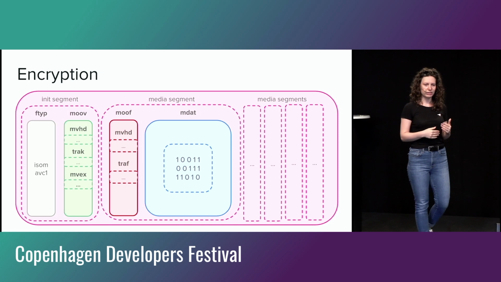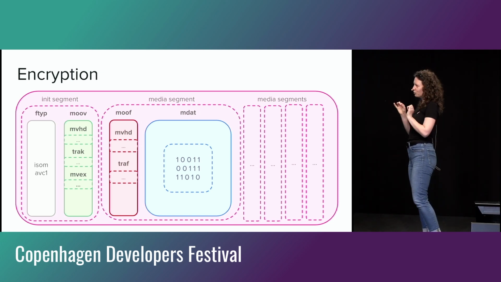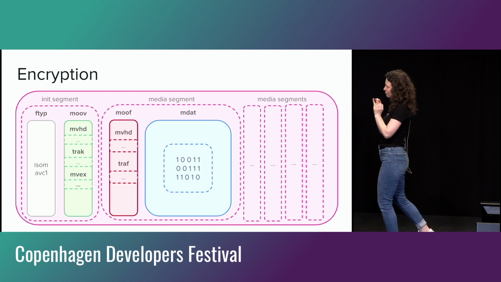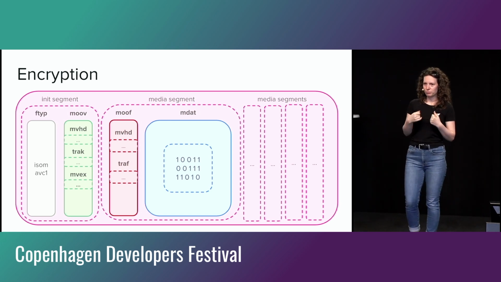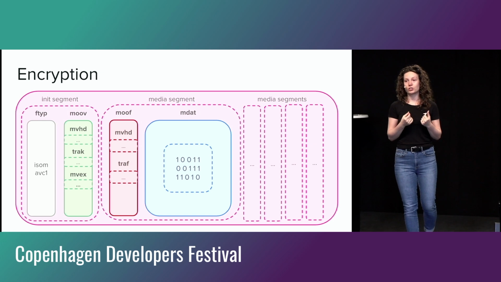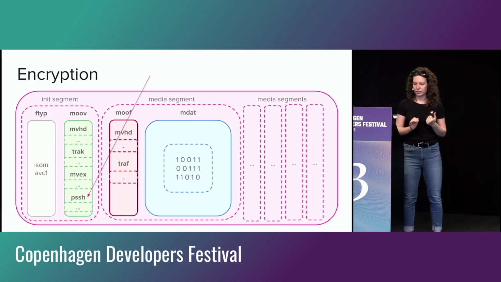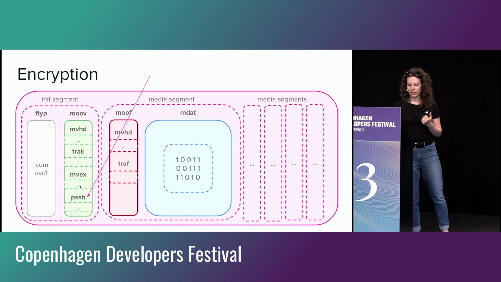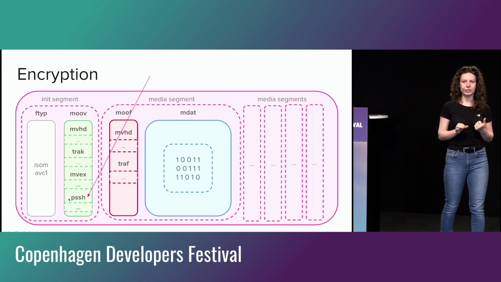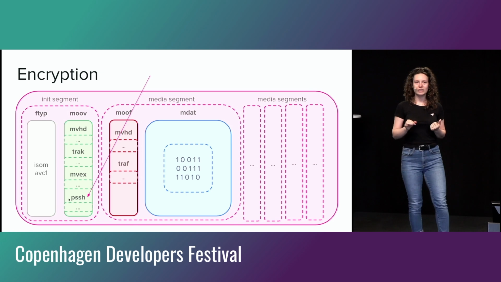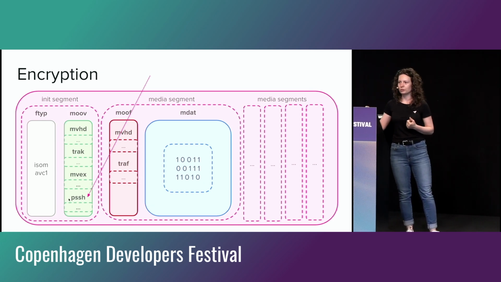And as soon as we decide to encrypt it, we'll notice some very slight, maybe very small differences in the structure. What I mean by that is that we'll notice some additional atoms here. And one of these atoms is called PSSH, that you can see in the init segment here. PSSH stands for Protection System Specific Header, and it contains IDs to the keys that will be used to decrypt the content.